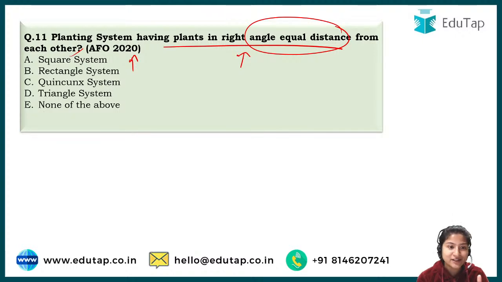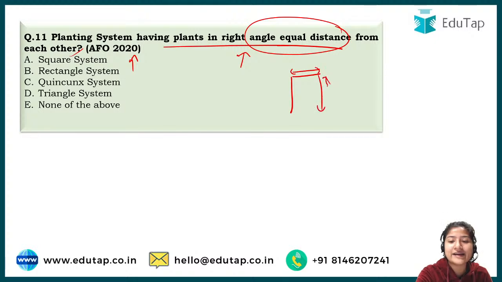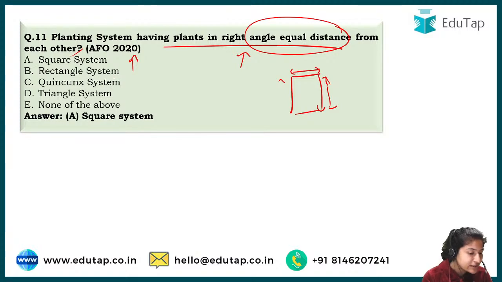So I wasn't expecting that all of you would give the right answer, but very good all of you, because it says right angle. Right angle is 90-degree angle and equal distance. So what is equal distance and right angle? It is the square system. Very good all of you. Dilip said the correct answer, Ayushi, Sonu, RK said the correct answer, and yes, square system, it is the correct answer.